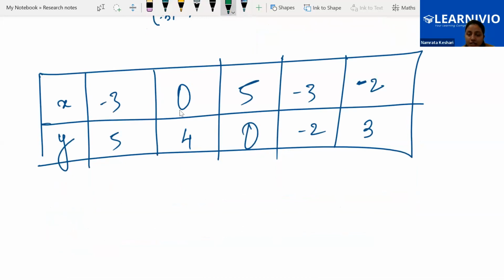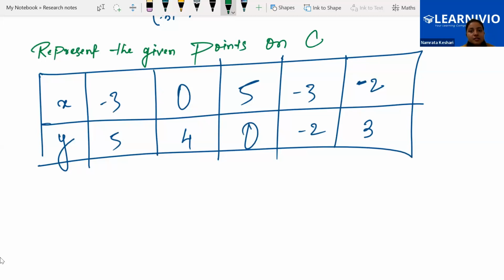that if this tabular form is there and the instruction is to represent the given coordinates or represent the given points on the coordinate axis, how are we going to represent the first point? See, column wise we will be taking the points. X is -3, y is 5.